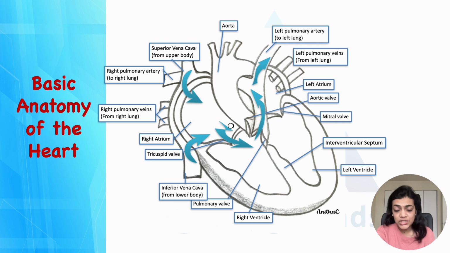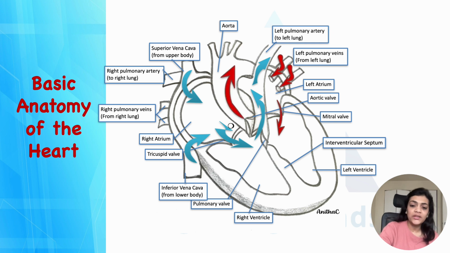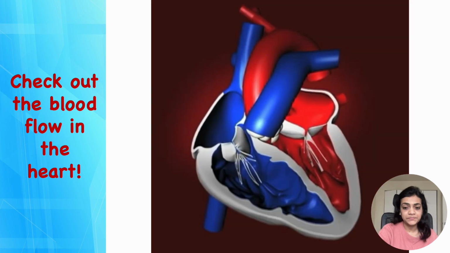The blood gets oxygenated and then goes via the pulmonary veins into the left atrium, which moves through the mitral valve into the left ventricle, and that gets pumped into the aorta through the aortic valve and to the remaining parts of the body.